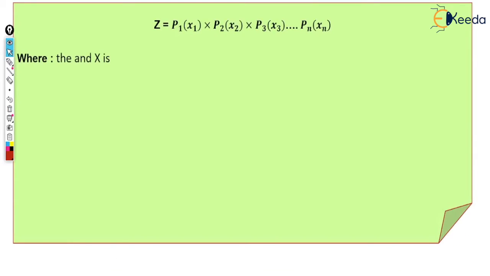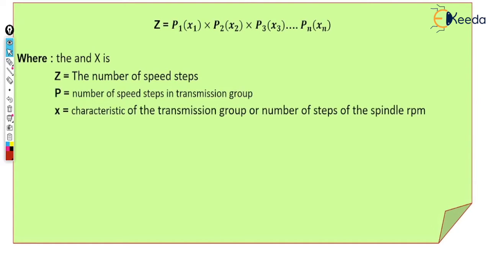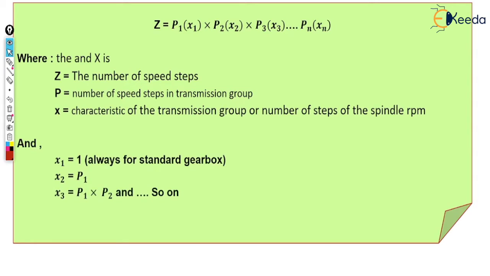Next we have the structural diagram, which is a part of this chapter. In case of a structural diagram, how do we write it? First we will understand its formula, then we will go with it. If we check any structural diagram, the formula we can write like this: Z is equal to P1 in bracket x1 into P2 in bracket x2 into P3 in bracket x3 and so on, up to Pn into xn.